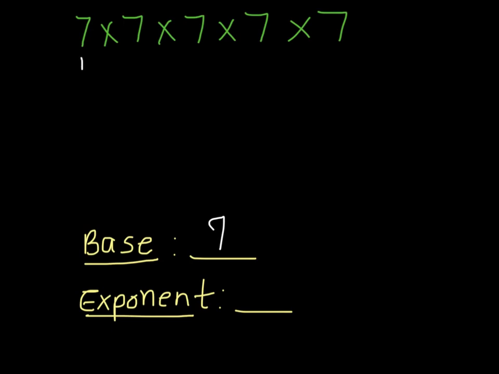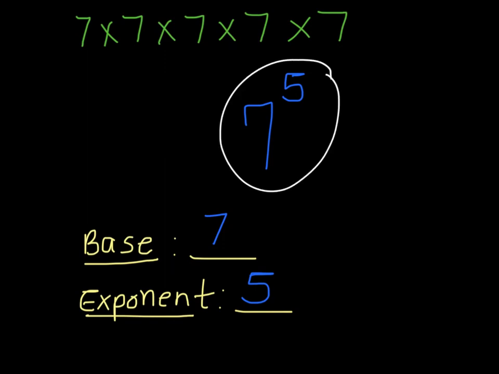So the base is repeated 5 times, which means my exponent is going to be 5. And here we have it written in exponential notation with our base as 7 and our exponent as 5.